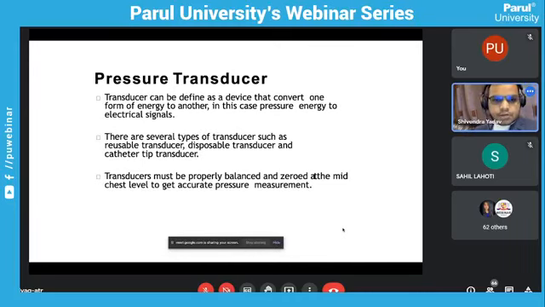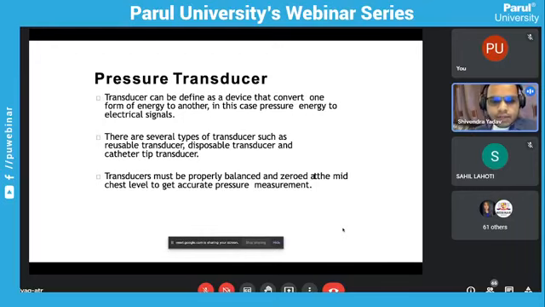Now let's talk about the pressure transducer. A transducer is basically a device which converts one form of energy to another form. In this case, it converts pressure energy to an electrical signal. Now, you all know that pressure in the artery is pulsatile. That pulse is sensed by the transducer. The frequency of the pulse is sensed and the pressure of the pulse is sensed.